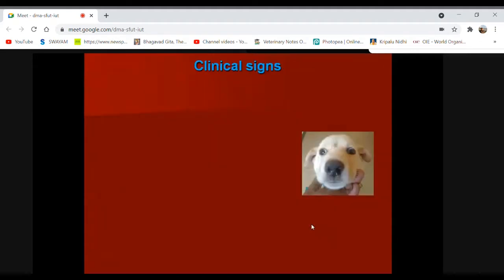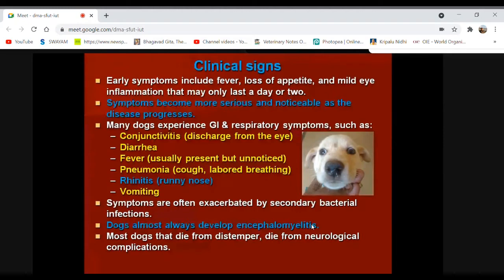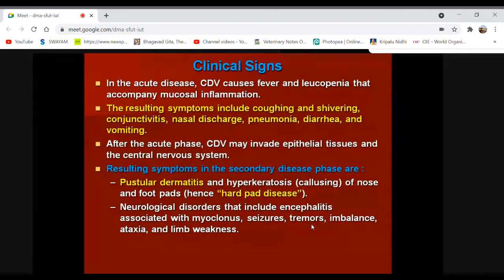Then these are some more, from different sources, clinical signs continuation, of course. So please go through it, as we have already discussed. Then these are also from different sources. And one thing here, I forgot to mention.